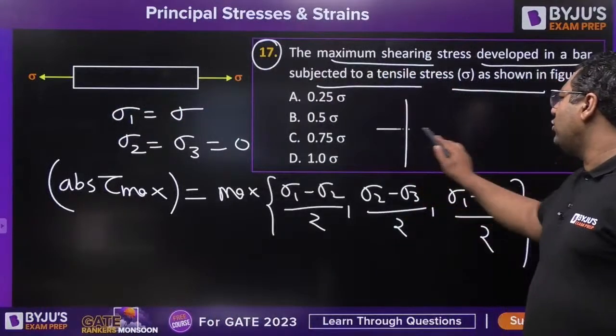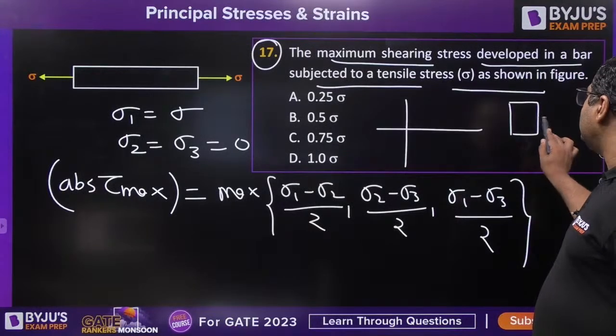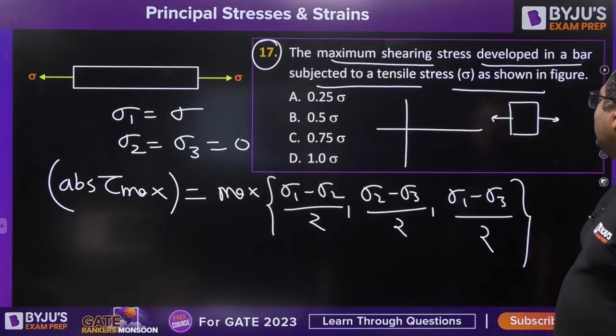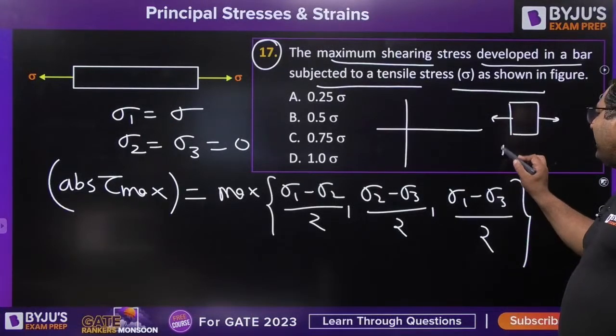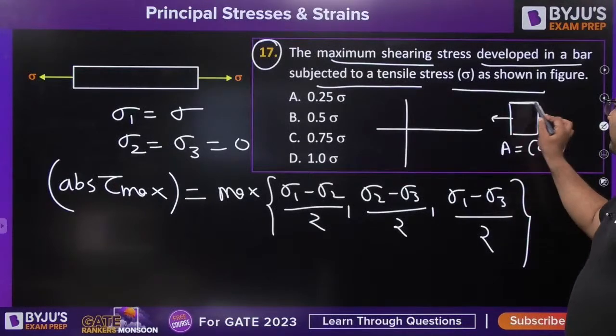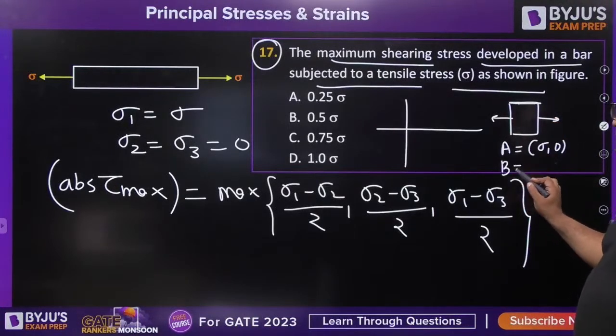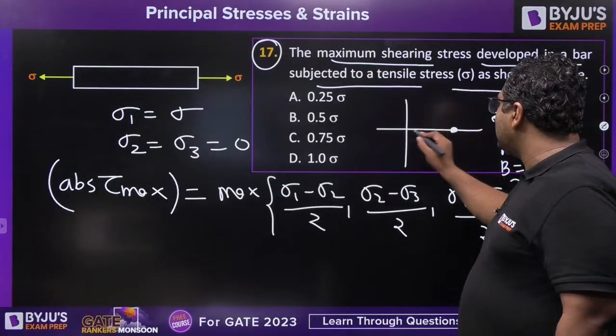So my dear, if you are going for Mohr circle, this is the state of stress. If you are looking at X face, only normal stress is there. So point A will be sigma comma 0. Y face has nothing. Point B will be 0 comma 0. So one point is going to be this, the other is going to be this.